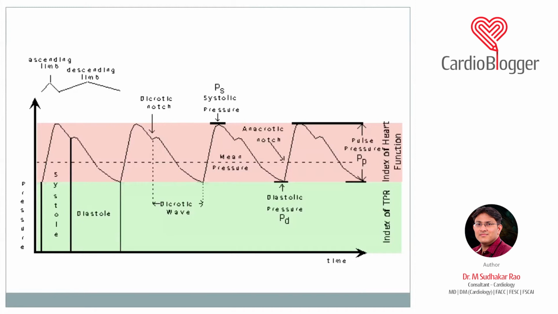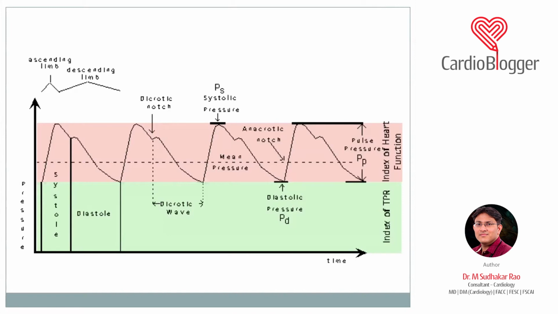And after the tidal wave, we get something known as the dicrotic notch. So this dicrotic notch has many importance. First, the aortic valve closes at the dicrotic notch. Second, it is the closure of the systole and the opening of the diastole. So the systole finishes at the dicrotic notch and the diastole starts at the dicrotic notch.